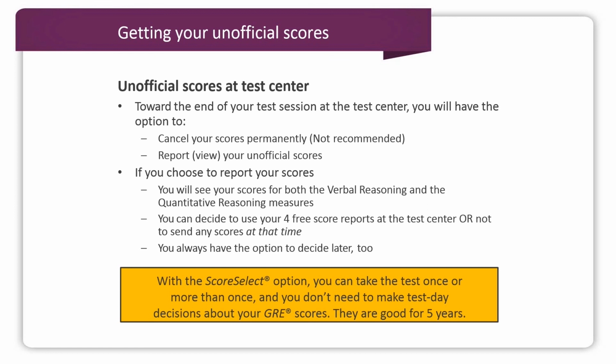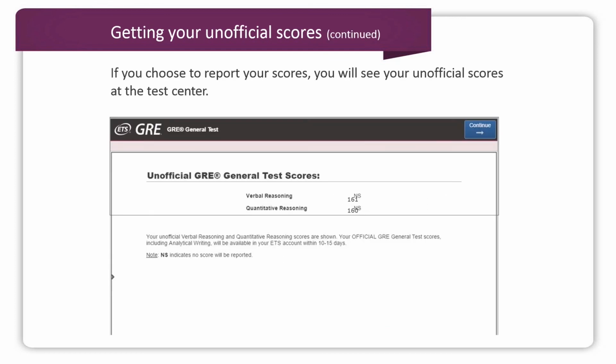With the ScoreSelect option, you can take the test once or more than once, and you don't need to make test day decisions about your GRE scores. And scores are good for 5 years. More on ScoreSelect in a minute. Remember, if you cancel your scores, neither you nor any schools will ever see them, and they will not become part of your reportable history. If you choose to report your scores, you will see a screen like this.